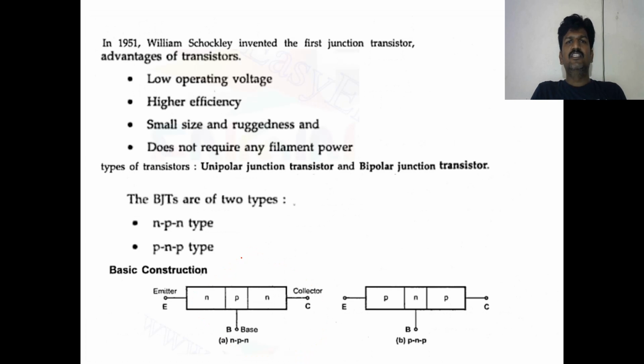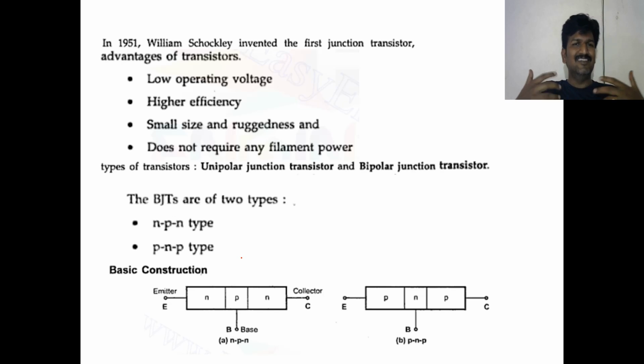Actually, the transistor was invented by William Shockley in 1951. Before 1951 there was electronic circuitry, but it used different devices for amplification of electromagnetic or electronic signals, called vacuum tubes. But vacuum tubes occupy more space, require more power, and have heating problems. These disadvantages were there for vacuum tubes. Wherever amplification was required in electronic circuitry, they were replaced by the junction transistor, invented by William Shockley.